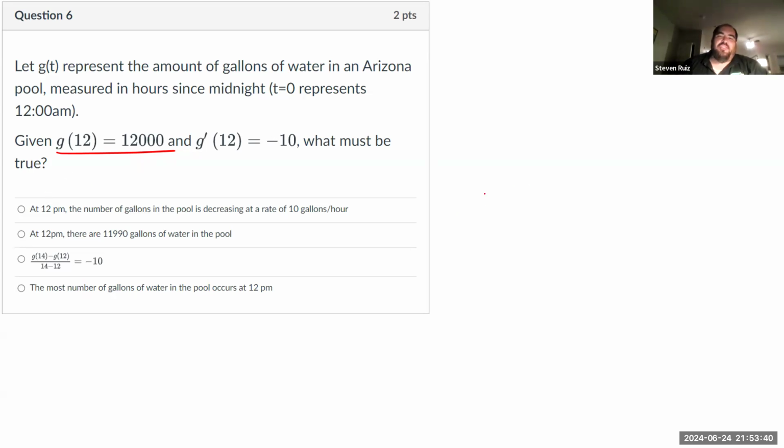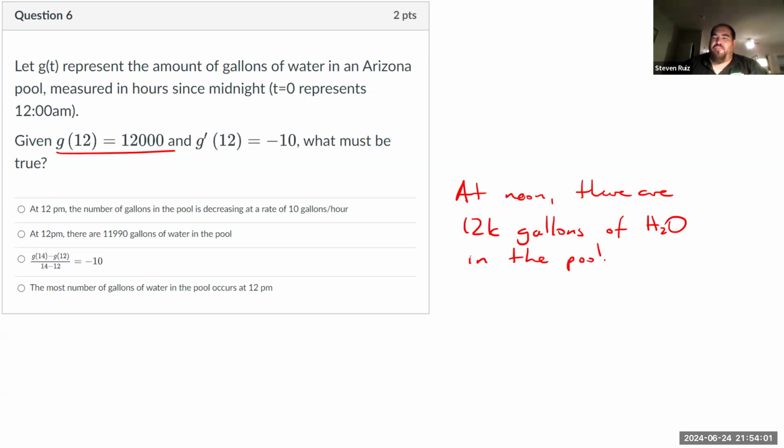Okay, so let's just start writing stuff down. At noon, there are 12,000 gallons of water in the pool. Haven't even finished reading the sentence yet, but let's keep going.